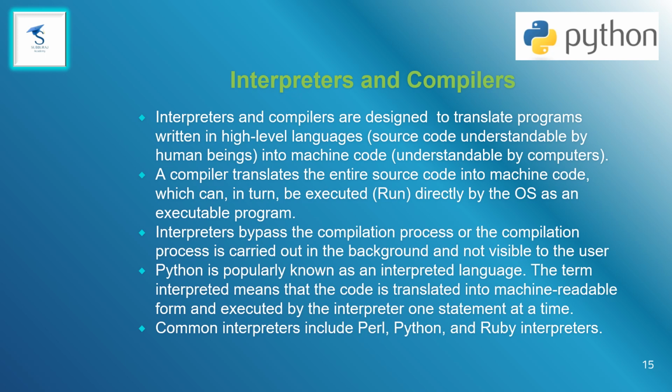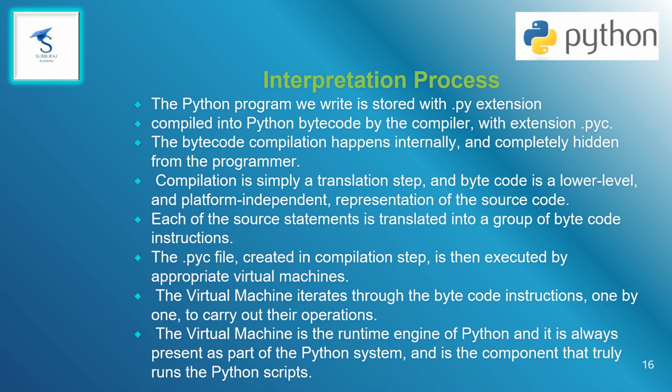So it means that the code is translated into machine readable form and executed by the interpreter one statement at a time. In fact, Java is also an interpreter language. Perl, Ruby, they also have interpreters. So there are advantages and also pros and cons for using interpreters. Now let us look at the interpretation process.